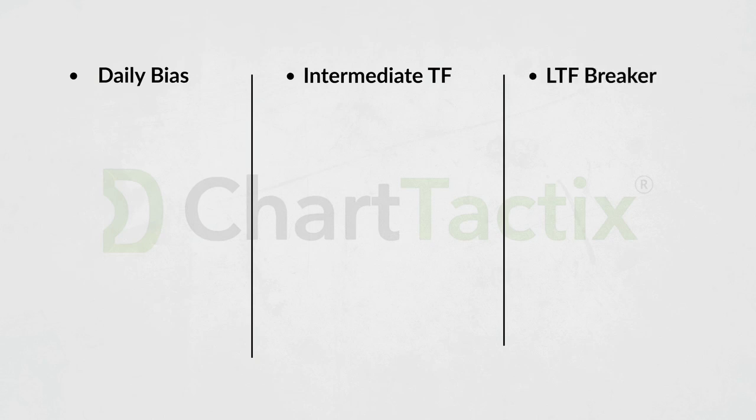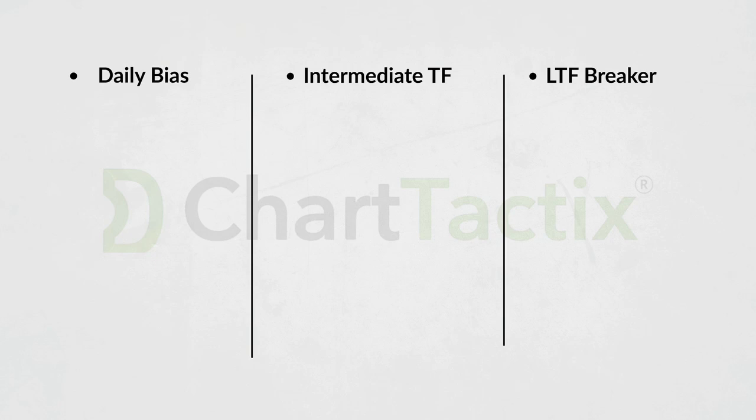This is actually the method I personally use the most when it comes to trading breaker blocks. With this approach, we're going to use three different time frames. First, we use the daily time frame to establish our bias. Next, we use an intermediate time frame, which can be either the 4-hour or the 1-hour chart. And finally, we use a lower time frame for our entry, where we'll be looking for our breaker block.